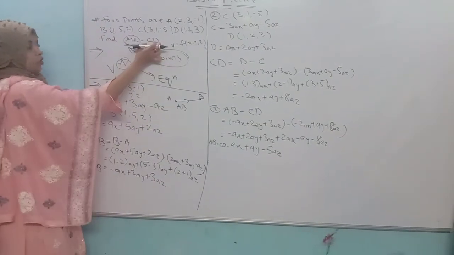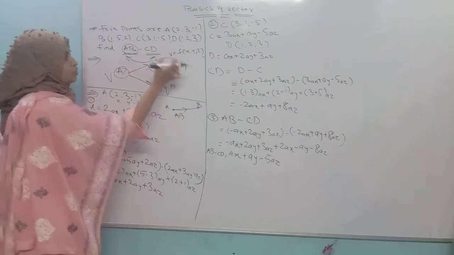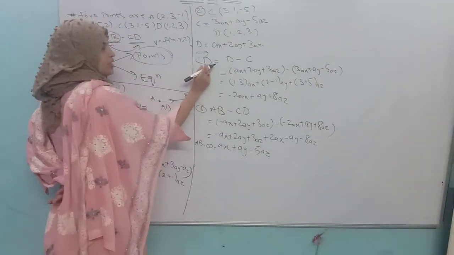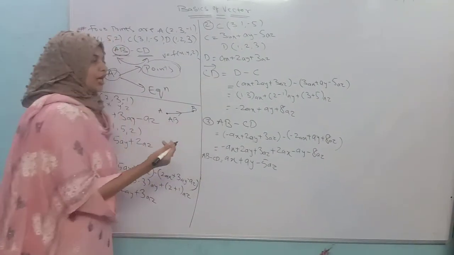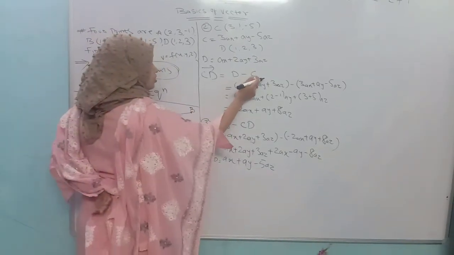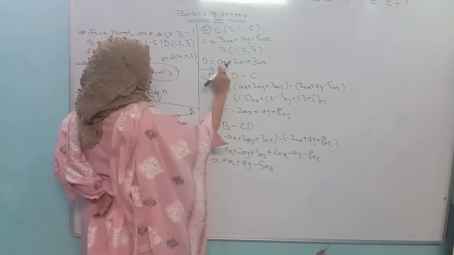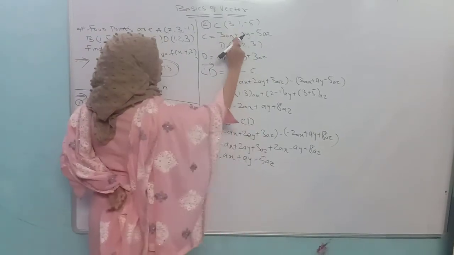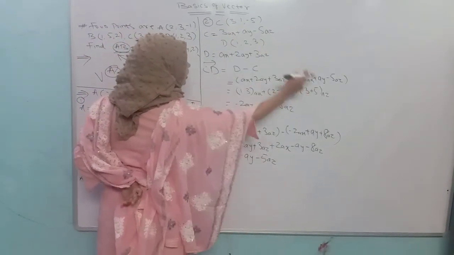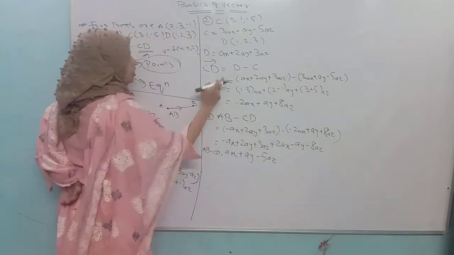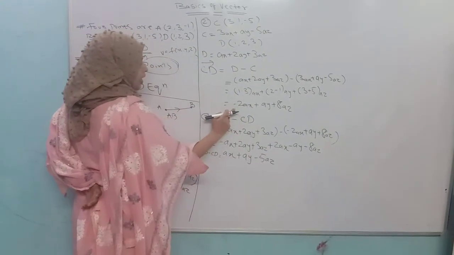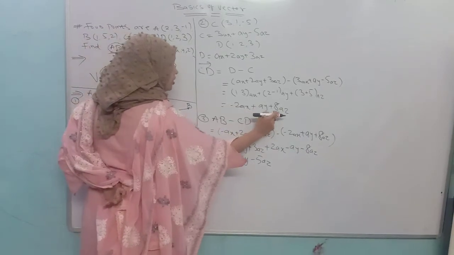What is the next step? Already I have told you. So CD, the distance between them, is from source to destination. So you calculate destination minus source. D is AX, 2AY, 3AZ. What is C? Already you have done that: 3AX, AY and minus 5AZ. So subtraction between these 2 points. You will get minus 2AX plus AY plus AZ.